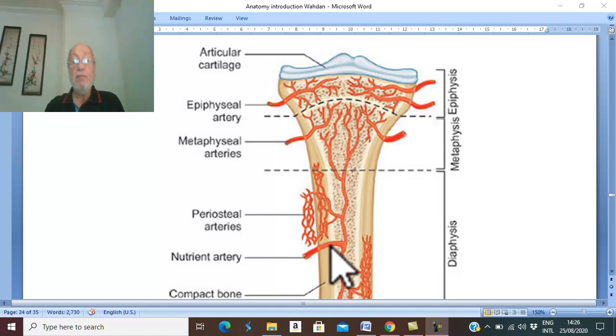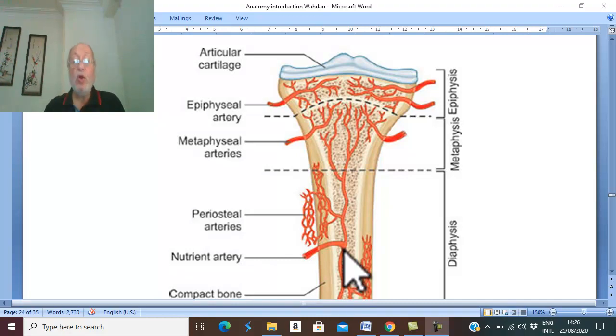The nutrient artery supplies the inner 2/3 of the thickness of the cortex and supplies the bone marrow. This is the main blood supply of the bone.